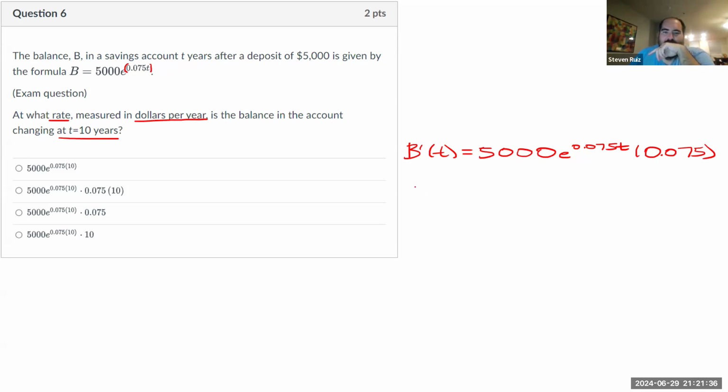So now what do I do with this? I care about the rate of change at a specific point. So that will be B prime of 10. If I evaluate this derivative at 10, what do I get? I get 5,000 times e to the 0.075 times 10 times 0.075. And I believe this looks exactly like which one? This looks exactly like C. So this is my final answer here, even though we're not totally cleaning that up, that is the correct answer for the derivative.